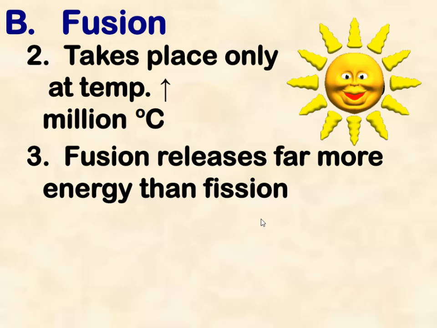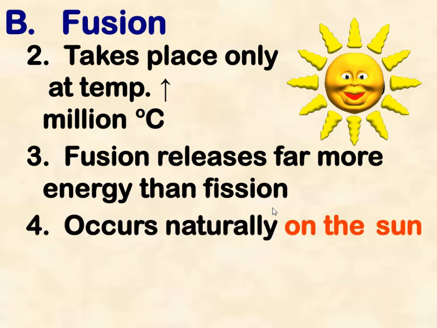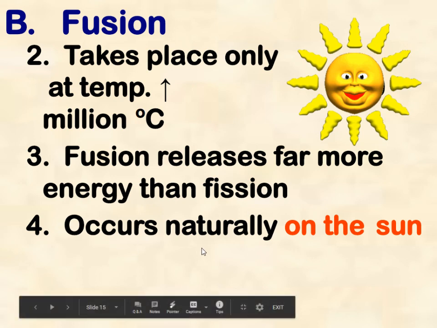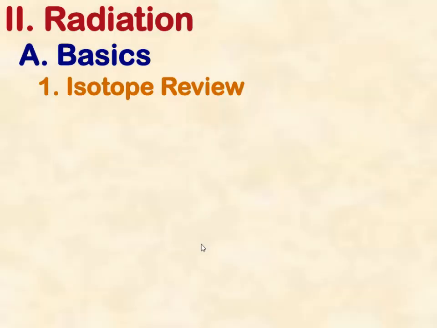So fusion takes place only at extremely high temperatures in the millions of degrees Celsius. This happens on stars. Fusion releases far more energy than fission. So even though we have a nuclear bomb and we consider that the greatest explosion that we see on Earth, the sun is millions upon millions of times that amount of energy. So this occurs only naturally. We cannot create a fusion substance.